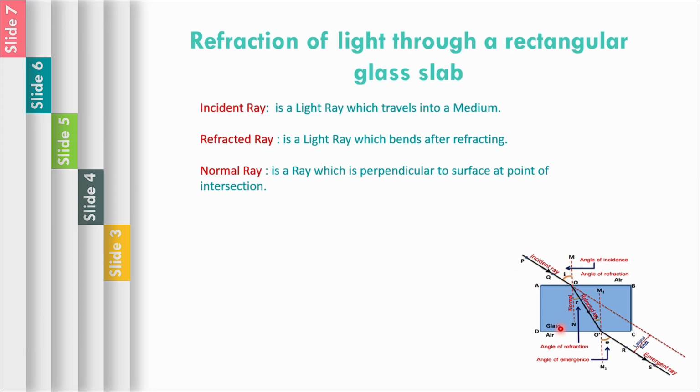This is the incident ray. What is the normal? Normal is MN, M1 N1. Normal is a ray which is perpendicular to the surface at the point of intersection. What is the point of intersection here? O.